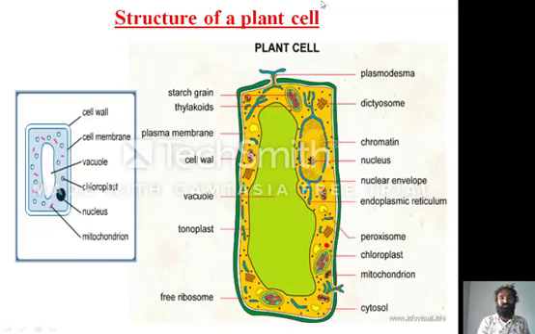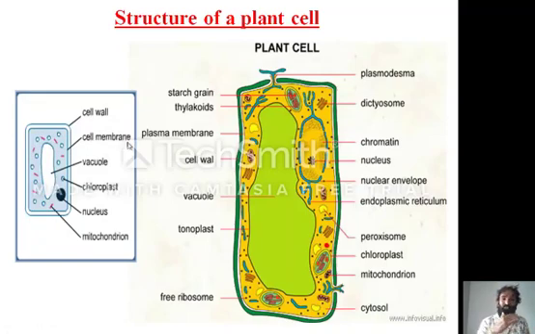Just see this picture. The plant cell is surrounded by a wall, which is called the cell wall. Beneath the cell wall, the fluid-like gel that is present is called cytoplasm, also called cytosol. This cytosol is surrounded by a thin layer called the cell membrane.